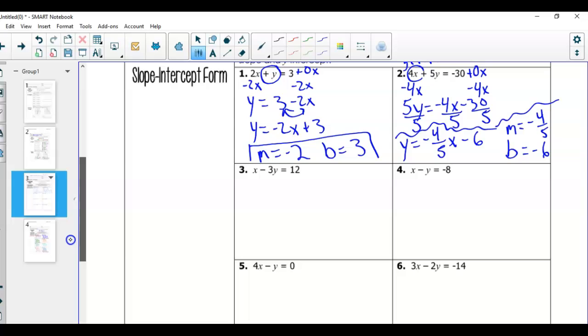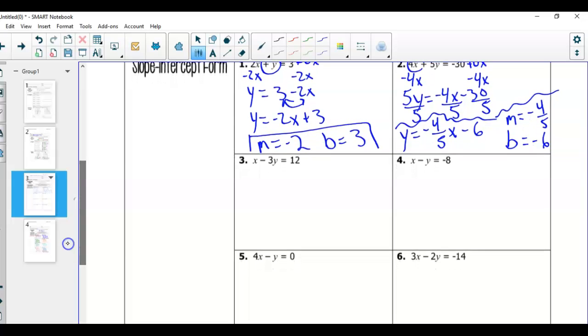It's the same process all the way down. I just want to do a couple more so you see the negatives as well. So for number 3, start off the same, x is positive, so we're going to subtract x to the other side. And then I'm left with negative 3y. I'm going to go ahead and put my x term, or my variable term, first. And then divide everything by negative 3.